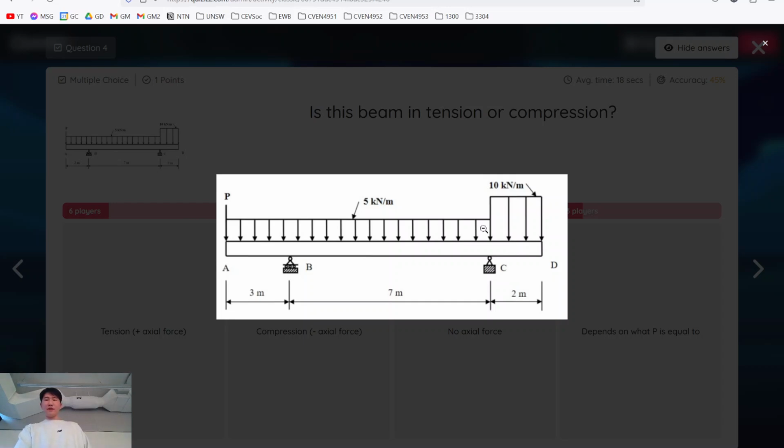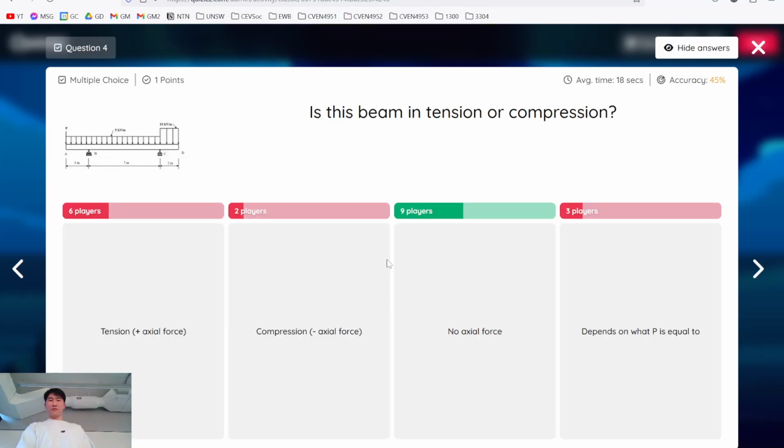basically all of these forces which are happening on this beam are perpendicular to the beam's main axis, the beam's main axis being this way. And so there's no axial forces because everything's strictly perpendicular. So yeah, no axial force.